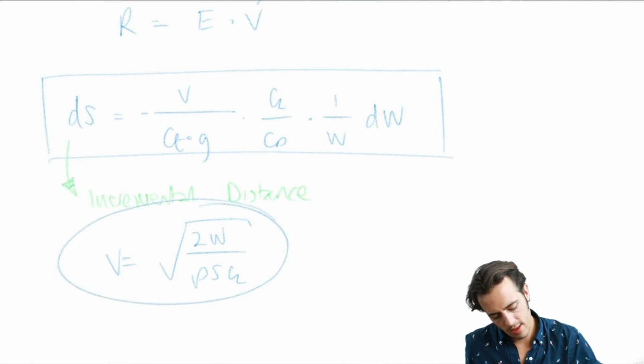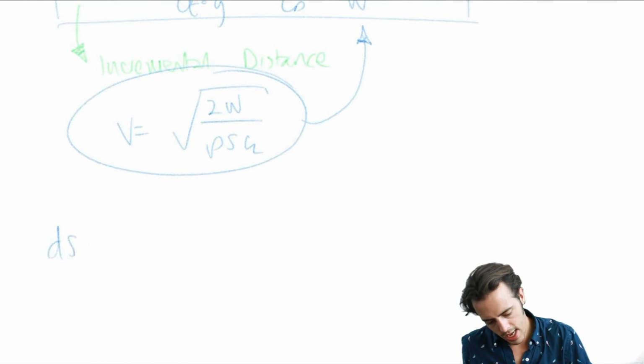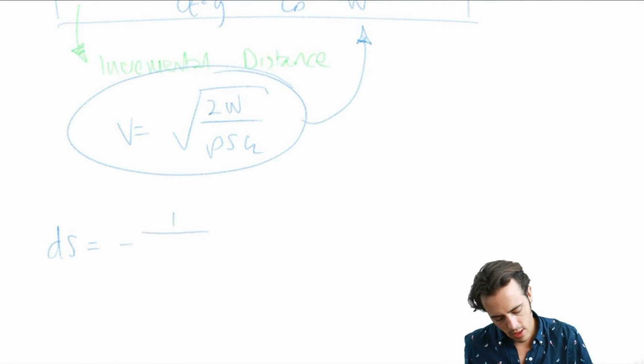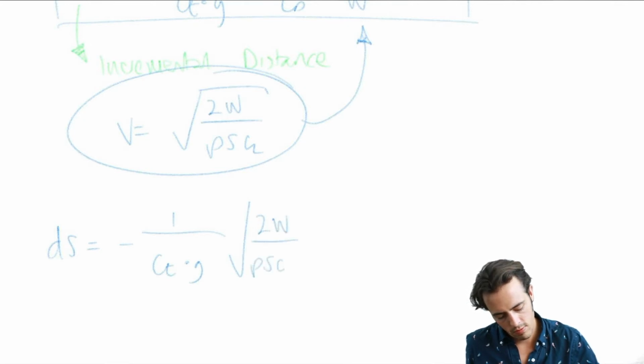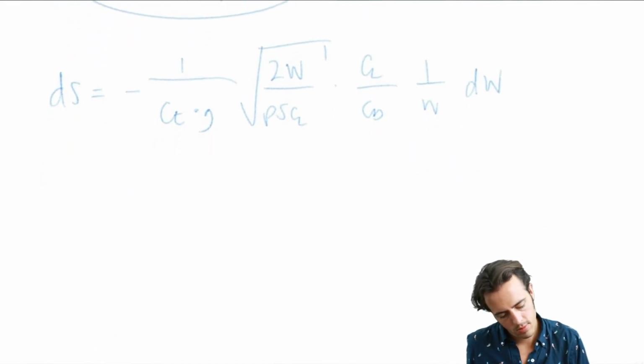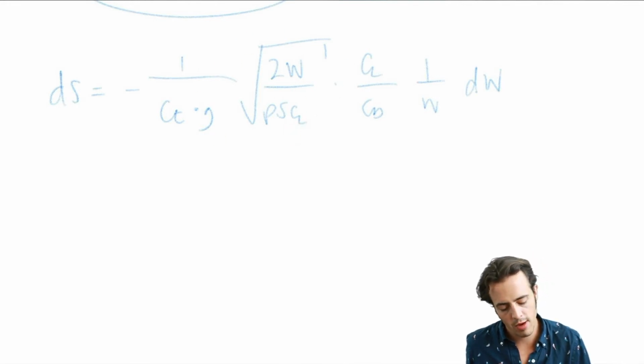So we take this and substitute it into here, which is going to give us ds is equal to, let's have a look at this, minus 1 over Ct multiplied by g. Then I'm going to put the square root of 2W over rho S CL multiplied by CL on CD, 1 over W dW. So if we look at this expression, we've got CL in the denominator of our big square root. We've got CL here, so we'll combine these two.